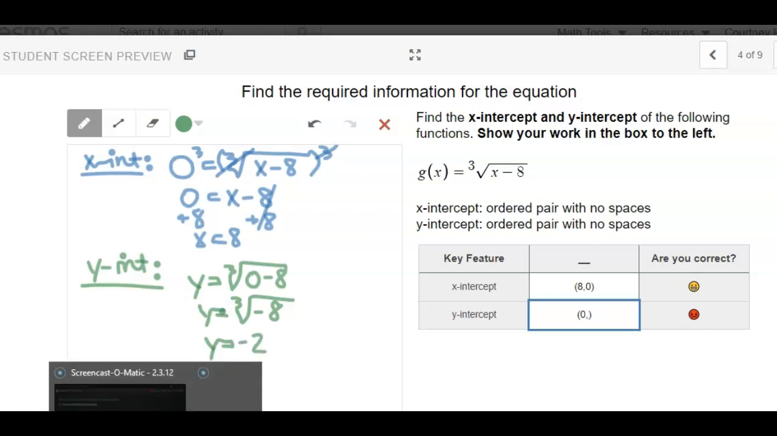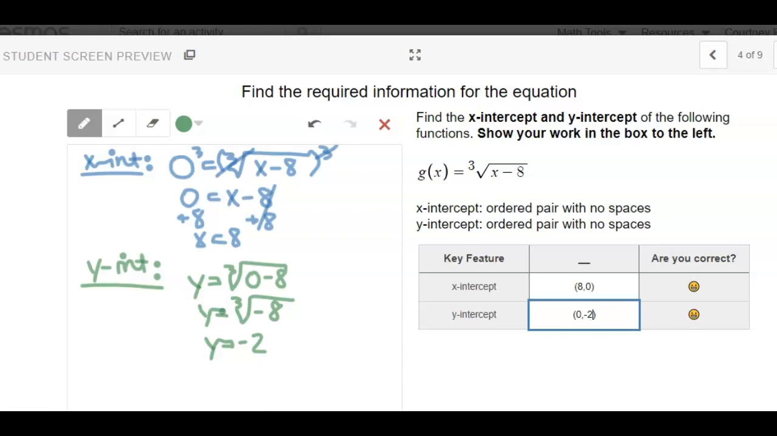It's negative 2. So I'm going to go back over to my keyboard, and I'm going to type in negative 2. And we got it. We got the intercepts. So we got these by taking 0 and substituting it into the function where it belongs. So if we're looking for the x-intercept, you're solving for x when y is 0. If you're looking for the y-intercept, you're solving for y when x is 0.